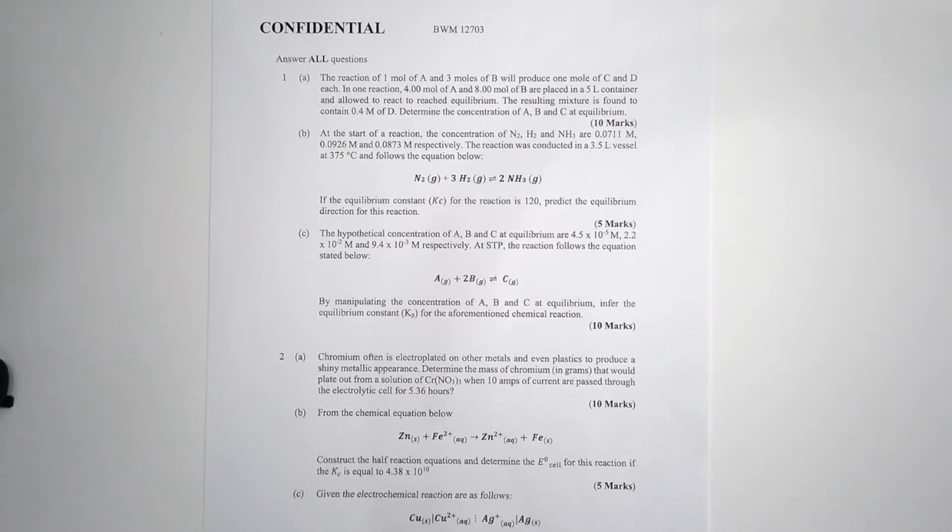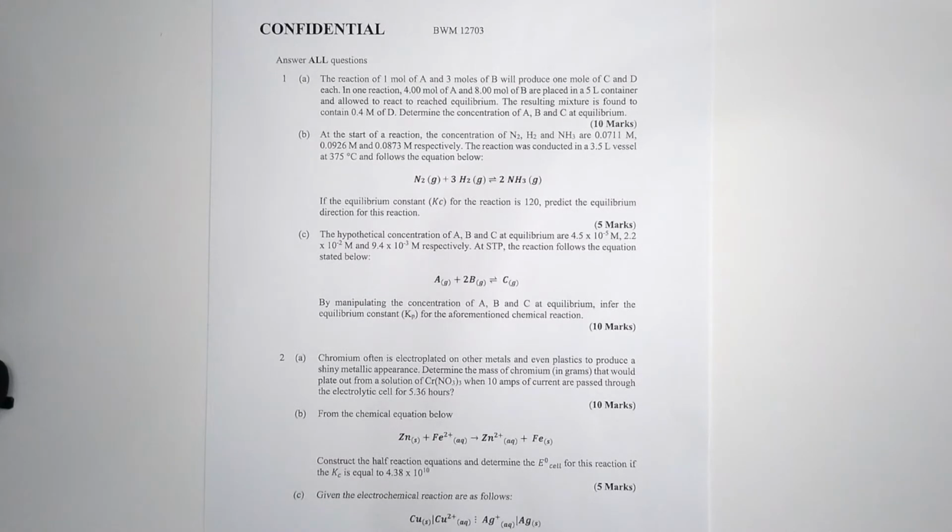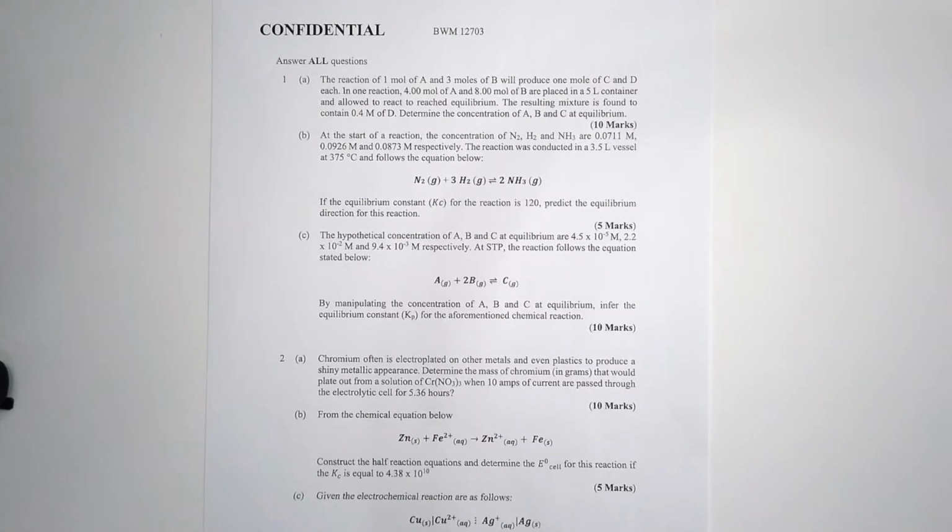Next up, I'm going to explain to you how you should tackle question number 2. So we are going to start with question number 2a. Chromium often is electroplated on other metals and even plastic to produce shiny metallic appearance. Determine the mass of chromium in gram that would plate out from a solution of chromium nitrate when 10 amperes of current are passed through the electrolytic cell for 5.36 hours.